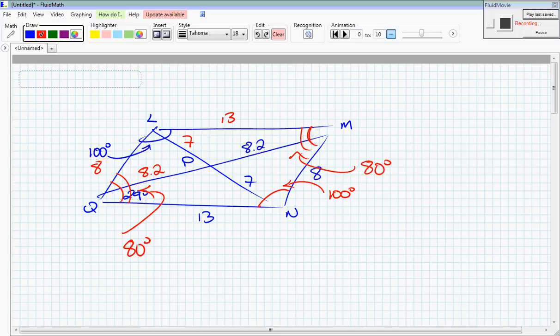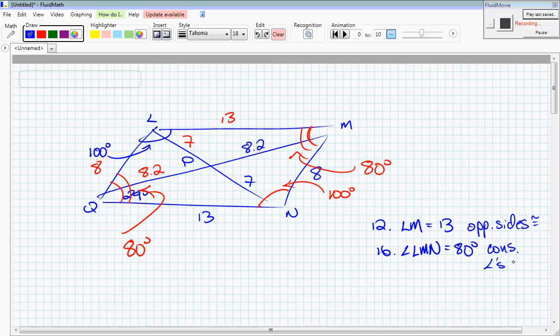So to answer the questions, we have 12 and 16. 12 says the length of LM, so the length of LM is equal to 13, and that's because opposite sides are congruent in a parallelogram. And 16 says angle LMN, and angle LMN would be 80 degrees. You could say that's because consecutive angles are supplementary in a parallelogram.